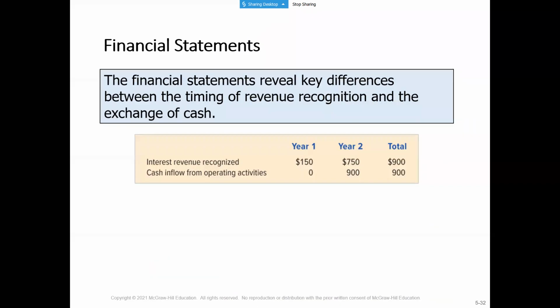Okay, so financial statements. Is this a timing difference? Is all we have here in our interest? We received our cash in year 2. We recognized interest, some in year 1, some in year 2. Washes out exactly the same, regardless of cash method or accrual method, but just how the income is allocated.